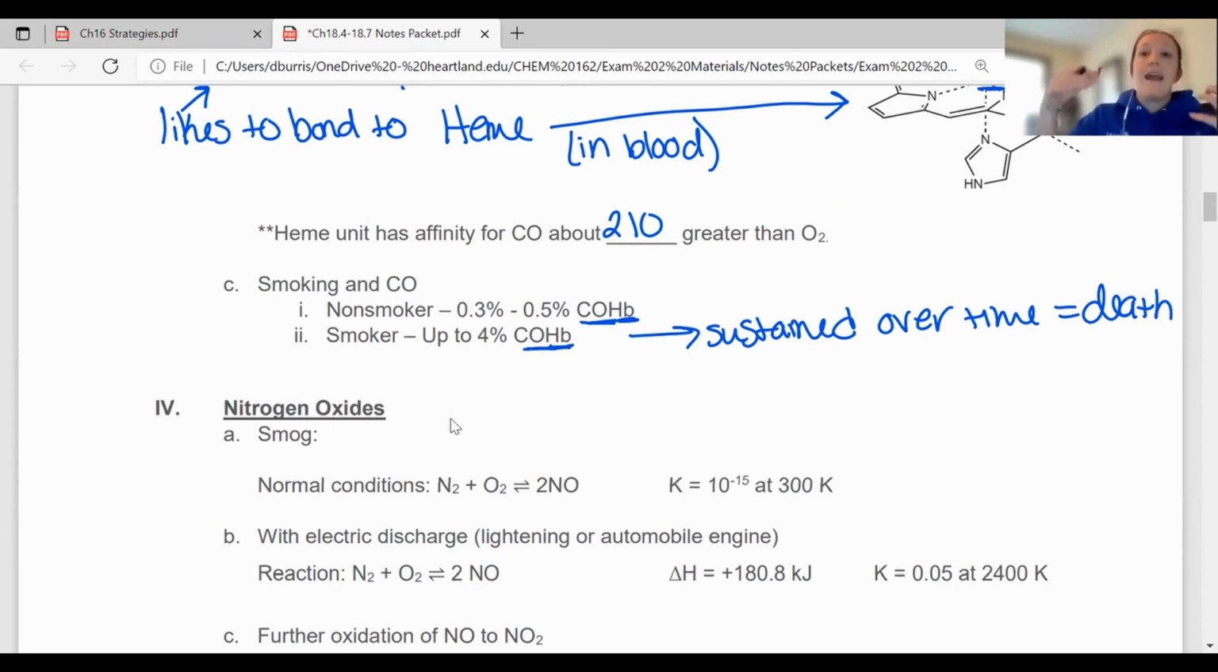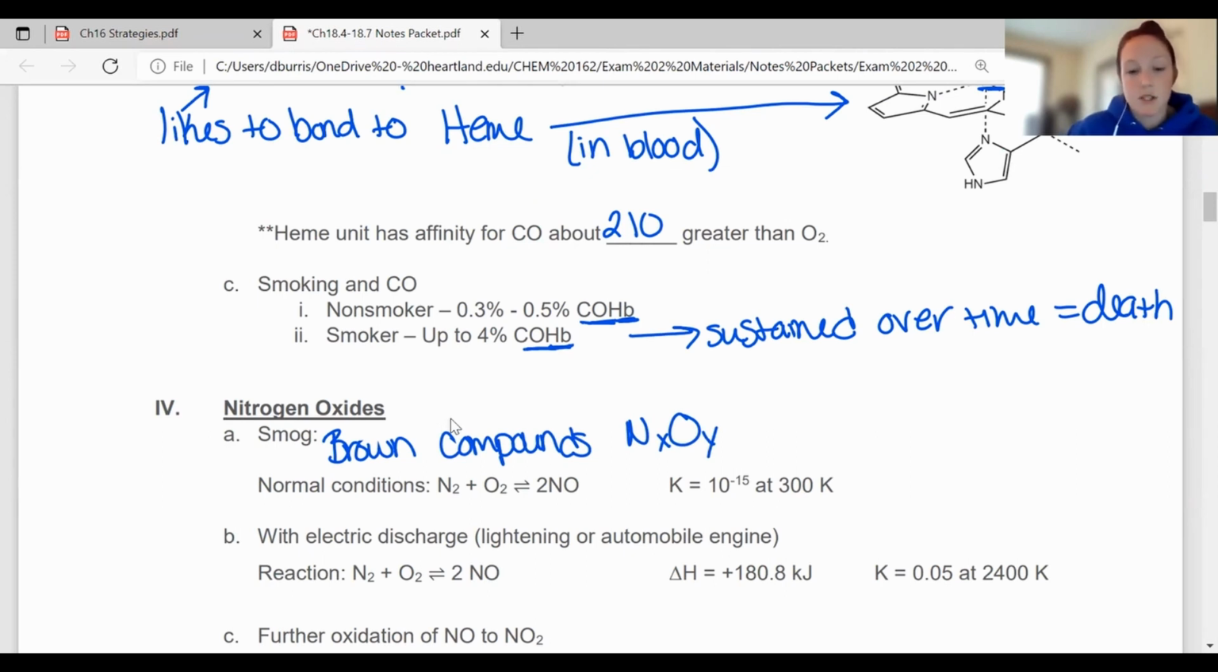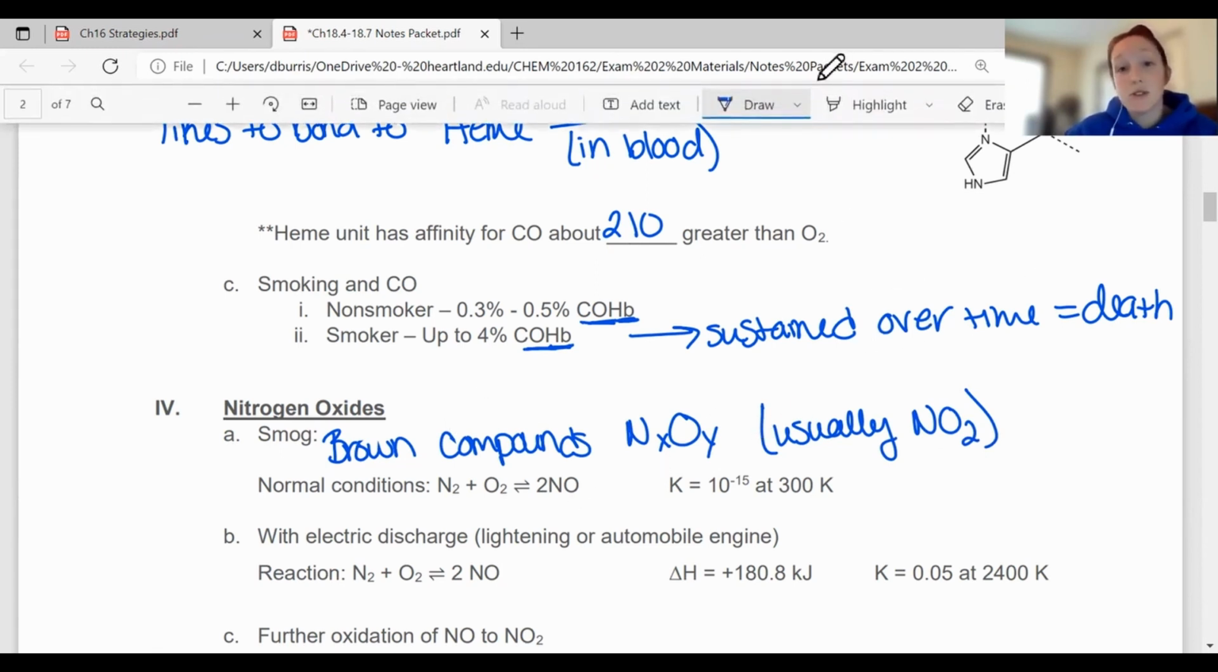It's like brown air. Okay, so smog is really made of brown compounds that are nitrogen oxide compounds. They're like N something, O something. There's multiple numbers. Now, usually the one that's brown and causes the air to go brown is nitrogen dioxide, but it can be NO, it can be N2O4. They all kind of exist in an equilibrium and cause a multitude of problems. So that's what smog is.